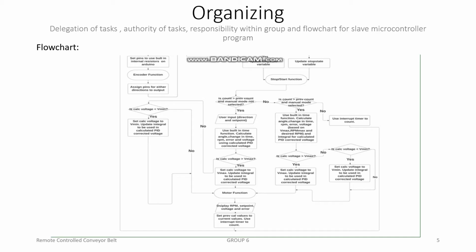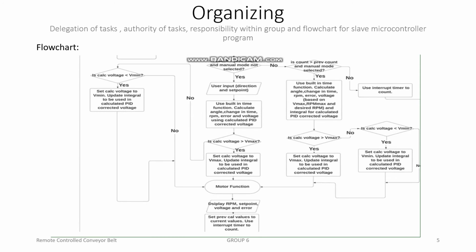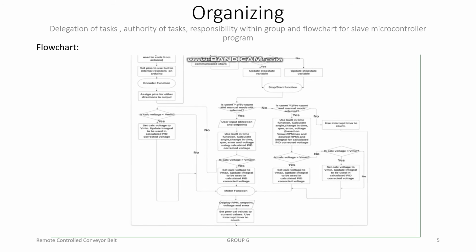If manual mode is selected, the same process occurs, but the calculated voltage is not a PID corrected voltage and is simply based on desired RPM. The program will then display actual RPM, set point, error, and calculated voltage on the LCD built into the conveyor system.